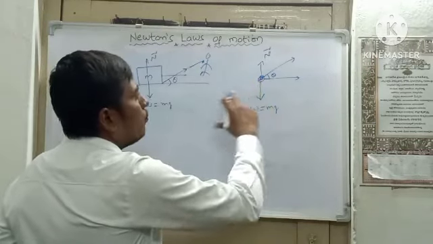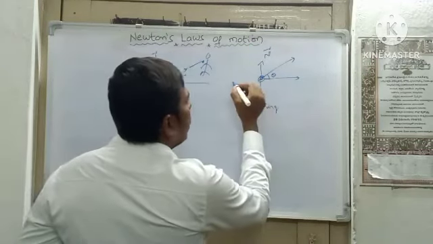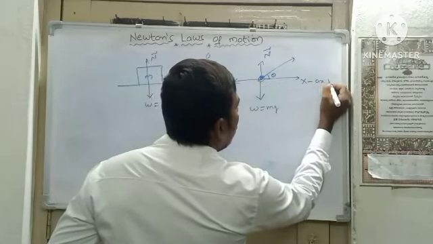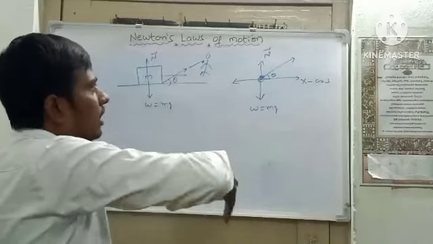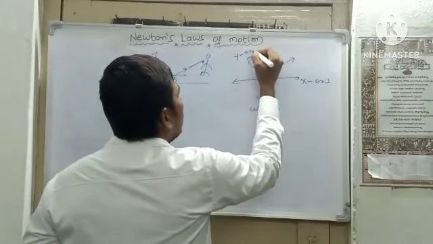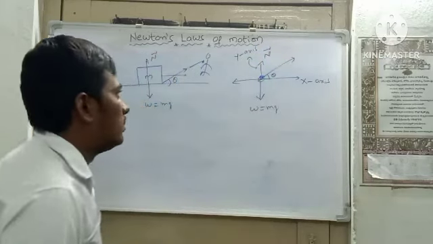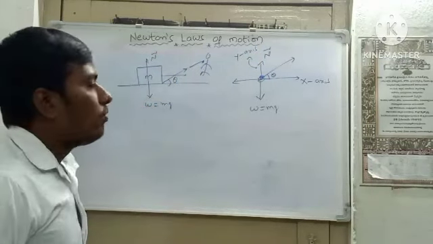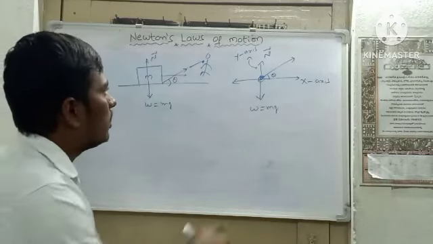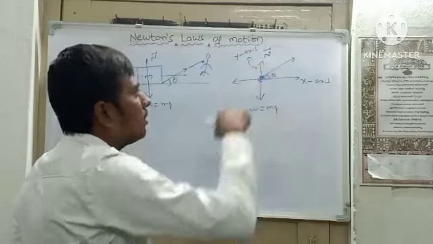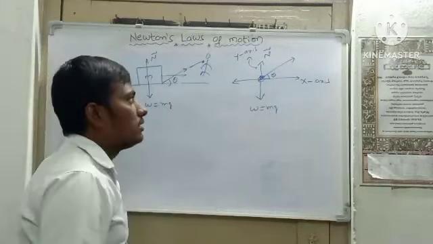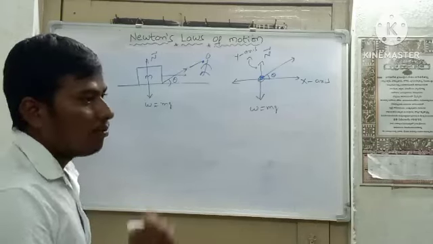Next, choose axis. The direction of the body moving on the table is taken as the x-axis, and the vertical direction is taken as the y-axis. So now we are going to write the equations. First, along the x-axis what are the forces acting on the body, and next along the y-axis what are the forces acting on the body.